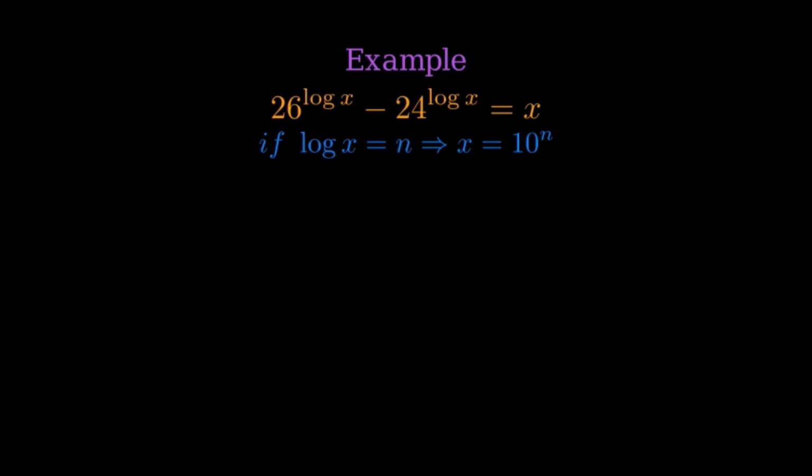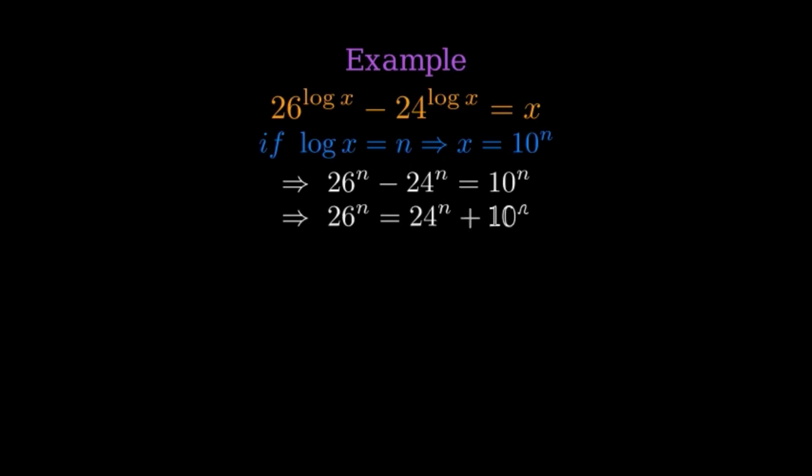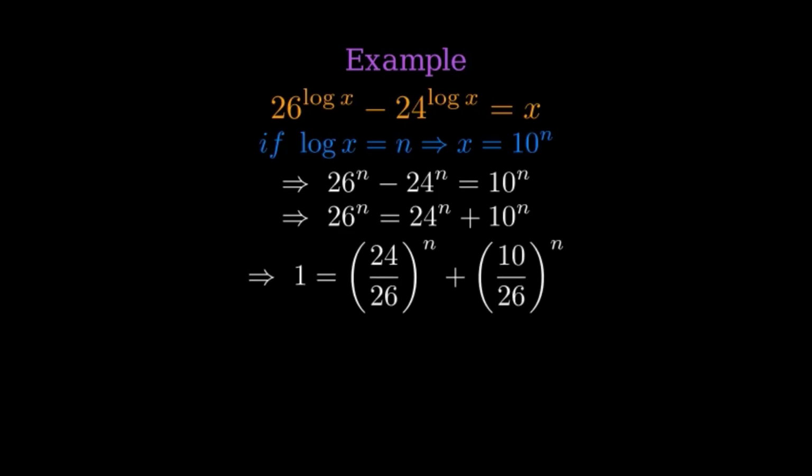Step 2. Rewrite the equation using n. 26 to the n minus 24 to the n equals 10 to the n. Step 3. Isolate the largest power term. So 26 to the n equals 24 to the n plus 10 to the n. Step 4. Divide both sides by 26 to the n. That gives 1 equals (24 over 26) to the n plus (10 over 26) to the n.